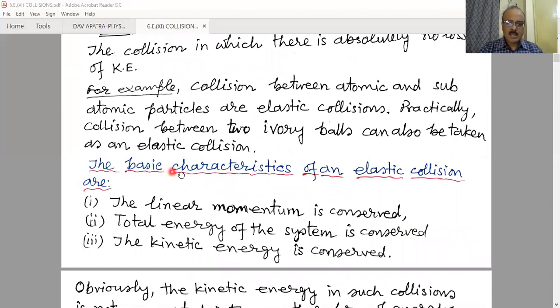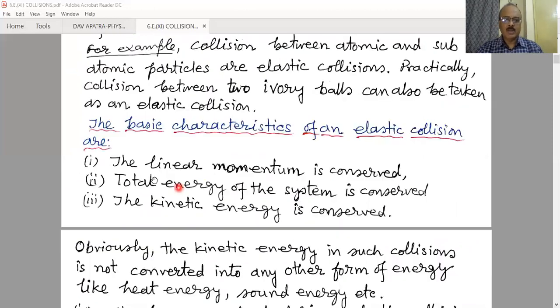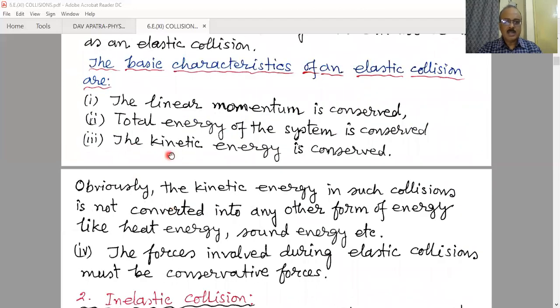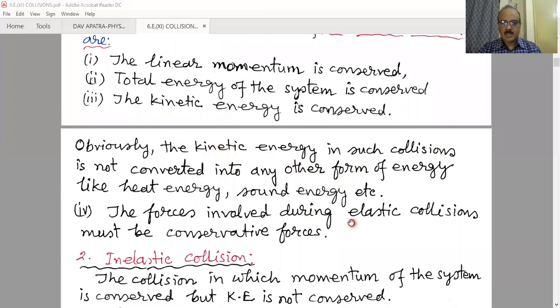Now, the basic characteristics of elastic collisions. Number one, the linear momentum is conserved. Practically, it is conserved for all types of collisions. Total energy of the system is conserved. That is also conserved for all types of collision, and these are common features for all types of collision. But the special feature is that the kinetic energy is conserved. Obviously, the kinetic energy in such collisions is not converted into any other form of energy, like heat energy, sound energy, etc. And it takes place when the forces involved during elastic collisions are conservative forces.